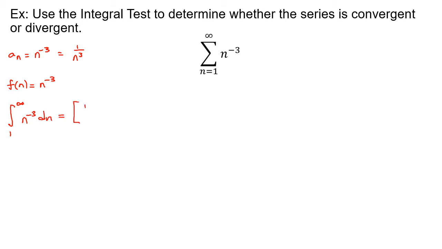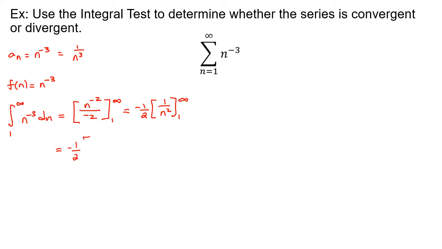You're just going to add 1 to the power. Oh, I didn't add 1 to the power, did I? Add 1 to the power and divide by the power. So adding 1 to the power gives you negative 2, divided by negative 2, and we'll evaluate that from 1 to infinity. I'm going to go ahead and move the negative 1/2 out in front and get 1 over n squared.